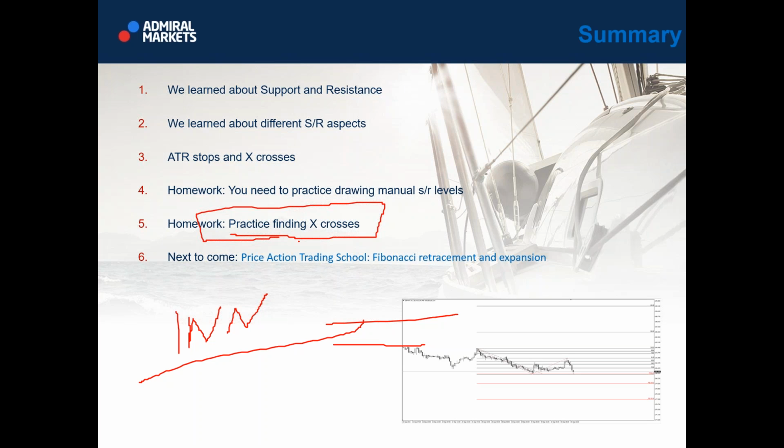So homework, you need to practice drawing manual support resistance levels, practice finding X crosses. And our next webinar is Price Action Trading School Fibonacci Retracement. I will be teaching you how to draw Fibonacci properly and what is the real power behind 88.6 Fibonacci retracement. Those advices are worth millions.